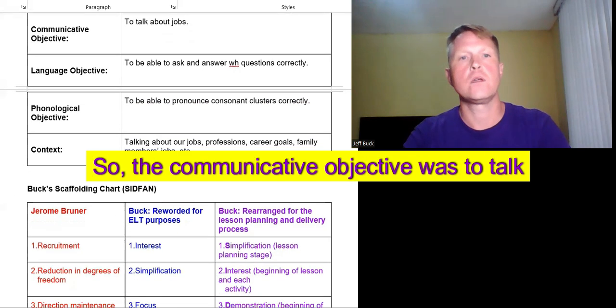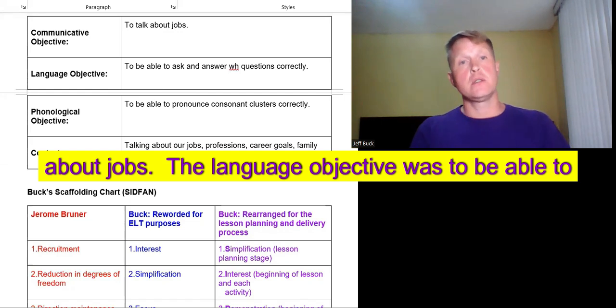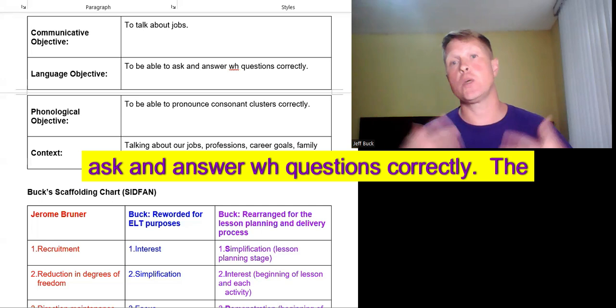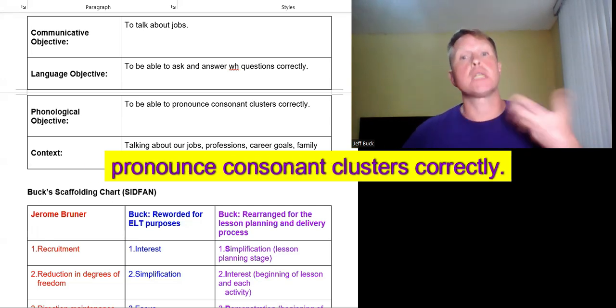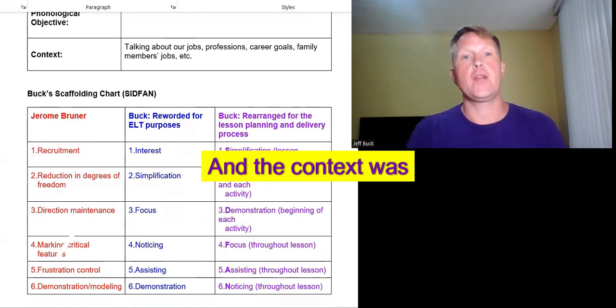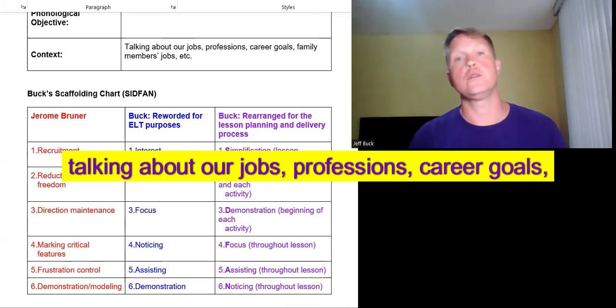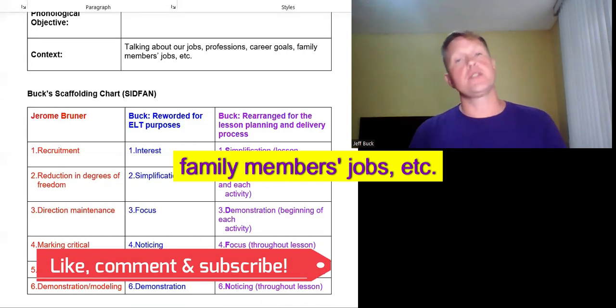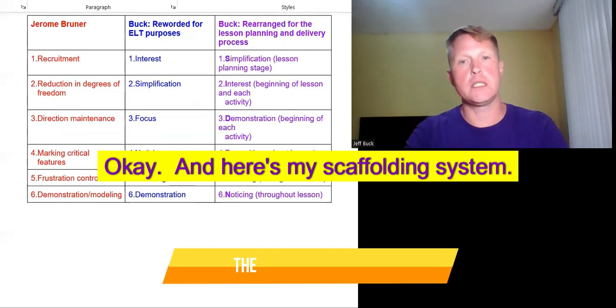jeffsenglishcoaching@gmail.com. So the communicative objective was to talk about jobs. The language objective was to be able to ask and answer WH questions correctly. The phonological objective was to be able to pronounce consonant clusters correctly. And the context was talking about our jobs, professions, career goals, family members' jobs, etc. And here's my scaffolding system.